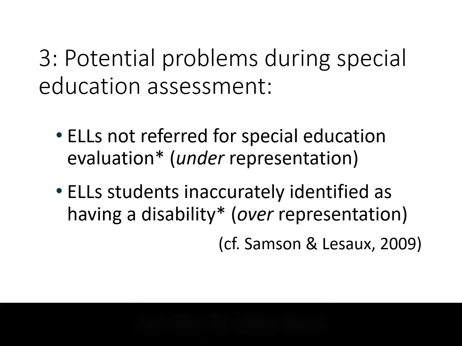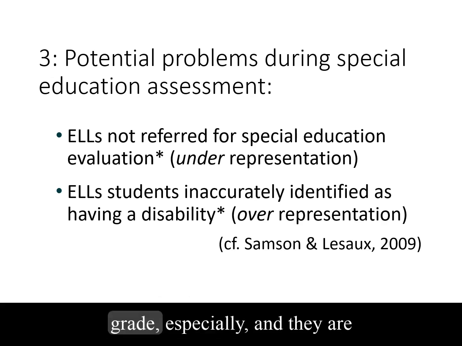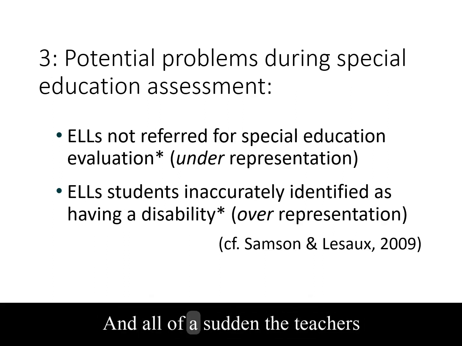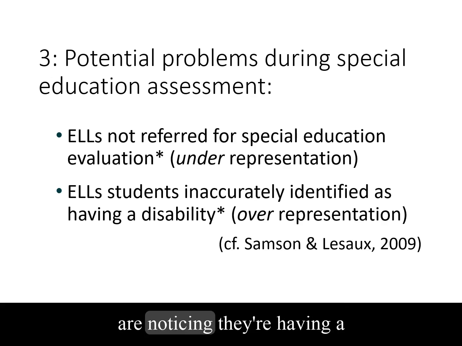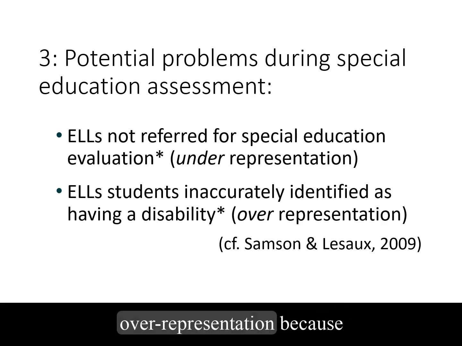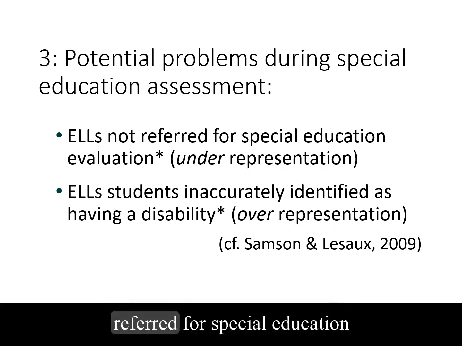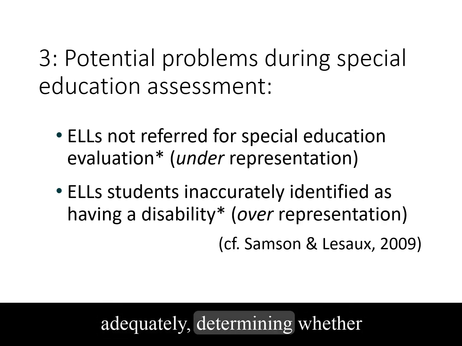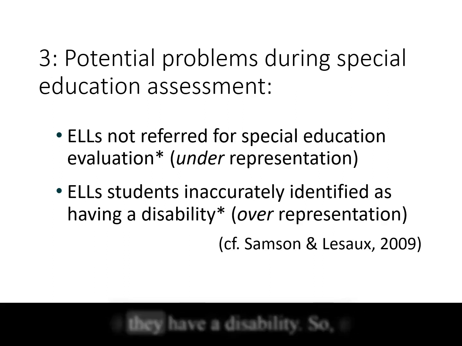The second problem can then be when those students hit third and fourth grade, especially, and they are reading to learn instead of learning to read. And all of a sudden, the teachers are noticing they're having a difficulty, and there may be an overrepresentation because students at that point are referred for special education, and the assessment process is not adequately determining whether they are an English learner or they have a disability.